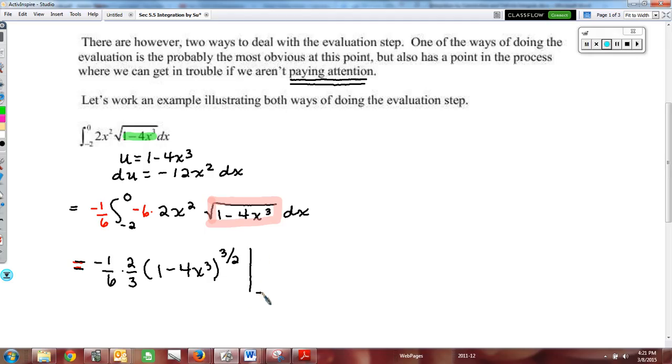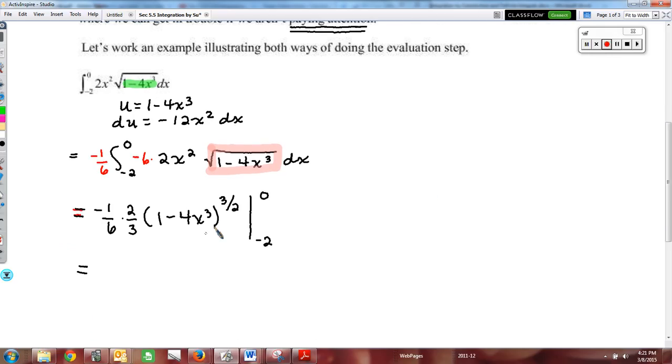So I show that I'm going to evaluate this at negative 2 and 0 so that we see that we are doing net change. And then from that point, it's simply your plug and chug with your arithmetic. You're going to plug in your 0, and we're going to end up with negative 1/9 times, when I plug in 0, I'm going to get 1 to the 3/2 or 1, minus, then I plug in my negative 2. You're still going to get your negative 1/9, and then when I plug in my negative 2, I get negative 8 times negative 4, which is positive 32.